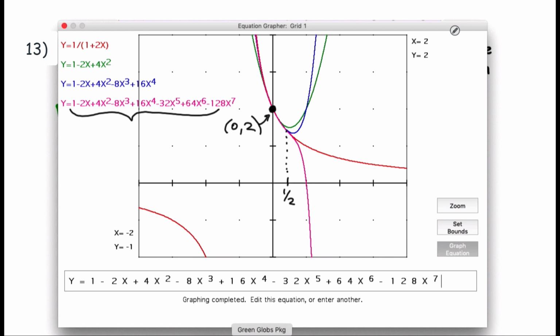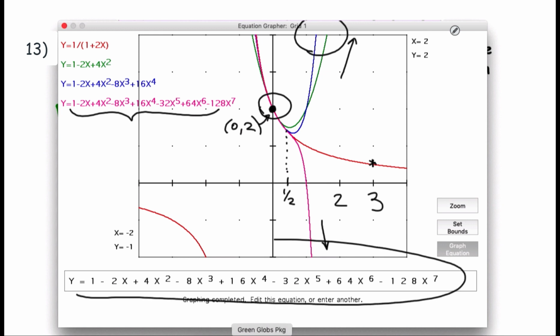But man, if I got out to positive 2 or positive 3 and I said, hey, where am I right here? And you're using blue or green as an estimate, you're like way off the page. And pink's way down here. That's a terrible approximation. So the farther away you get from the center, the worse you are. So you, again, want to stay near the center, and you want to add as many terms as possible. Both of those things will increase your accuracy down the road later on in Chapter 9.